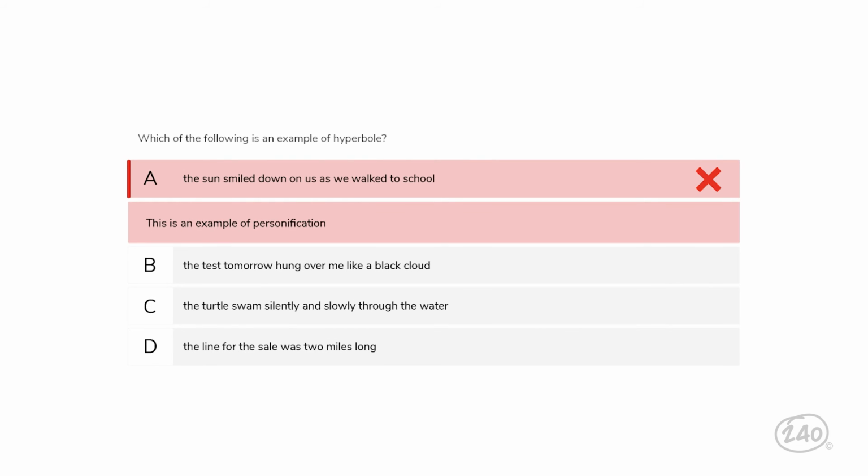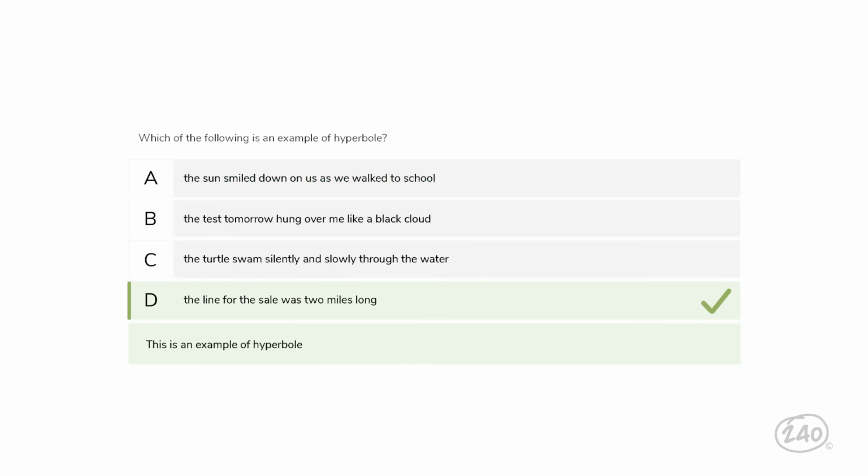Good thing the question feedback feature in the 240 study guide showed me that this is actually an example of personification. So this is the correct answer. Hyperbole is exaggeration.